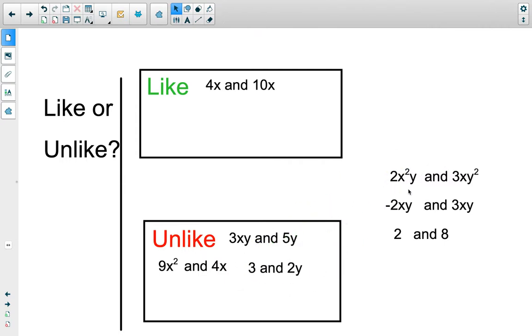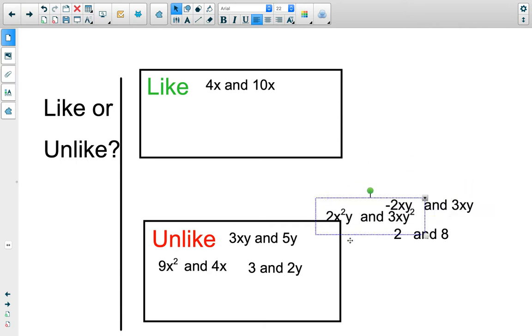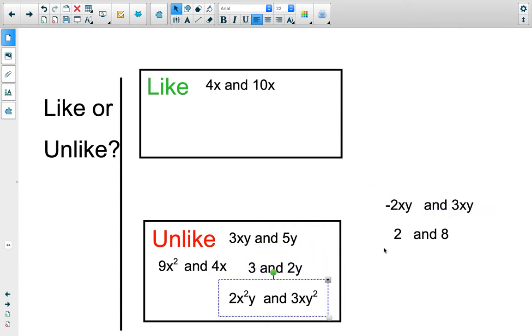Now these two might look confusing. I have 2x to the second power, y, and 3x, y to the second power. They have the same variables, x and y. I see a second power. So are they like terms? Well, in this case, the second power is on the x. In this one, the second power is on the y. So no, even though they look similar, they are not like terms.